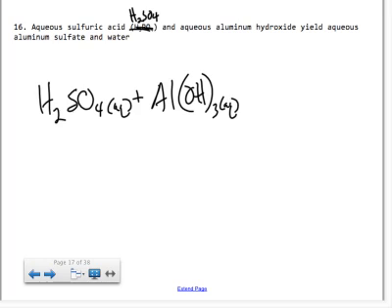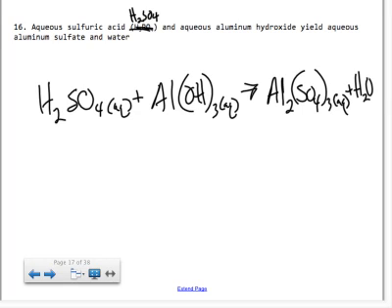That's aqueous. The products are going to be aluminum sulfate. Now sulfate is a -2 polyatomic ion, aluminum is a +3. So I need 2 aluminums for a total charge of +6, and I need 3 sulfates. Now I need to check on my solubility chart. Sulfate is soluble with anything except generally the alkaline earth metals. So that's going to be aqueous still. And then water is liquid.